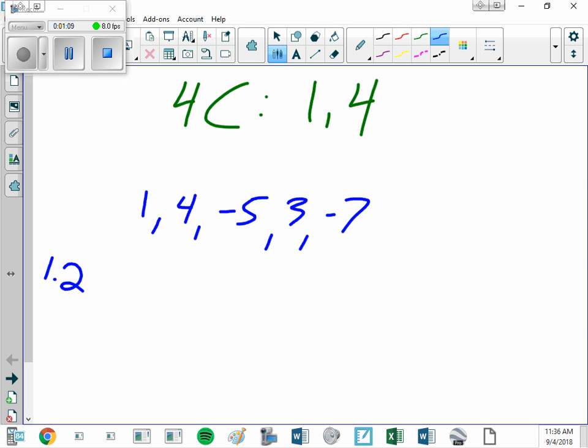Is that number good at telling you about how big each of those numbers is? No, not at all. Only one of them is really close to 1.2. So we're going to look at the absolute average. I'm going to look at the absolute average.